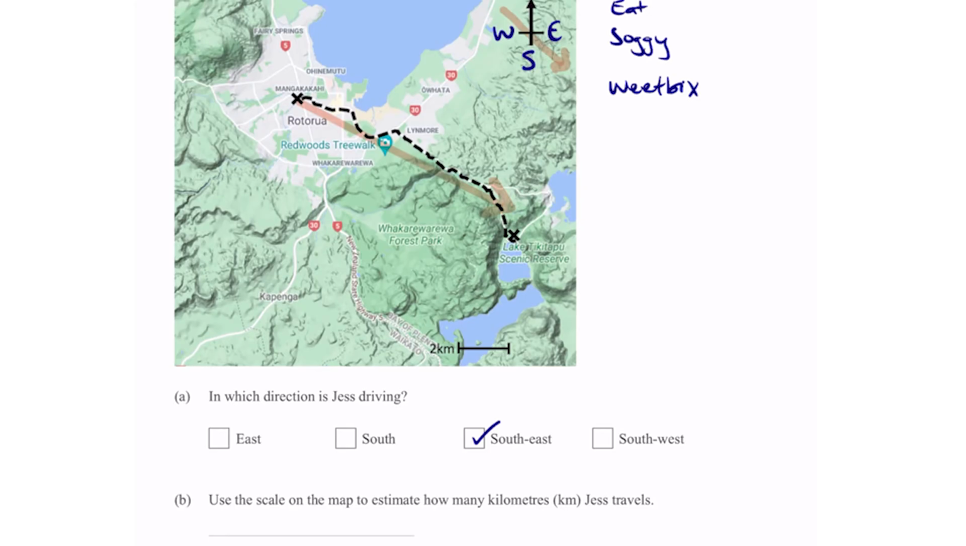Part B, we're going to use the scale on the map to estimate how many kilometers Jess is traveling. So I'm going to remove that. Where's our scale? Our scale is down here at the bottom. We've got this specified distance here, and that's 2 kilometers.